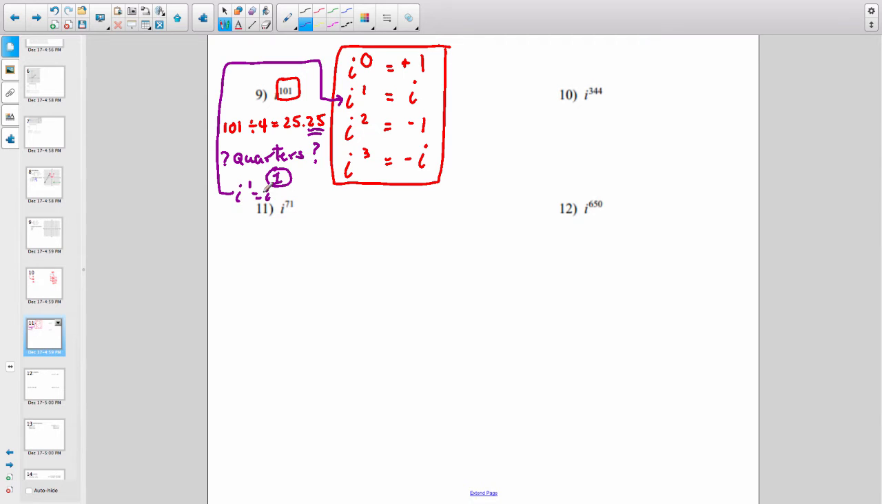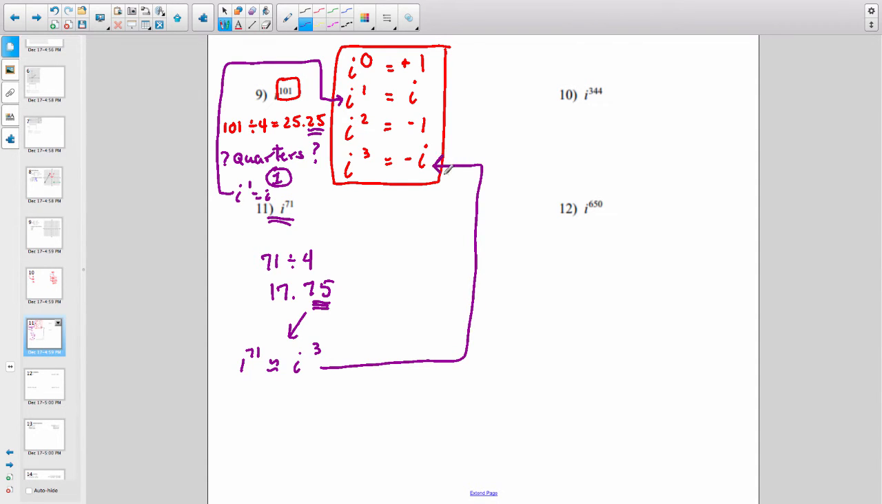So that's your final answer, I. If you look at 71, again, 71 divided by 4, and that would give you 17.75. How many quarters is that? That's 3. So I to the 71st is equivalent to I to the 3rd. Now you have to go to your chart and say, hey, what am I if I'm I to the 3rd? I am -I. So that's the final answer.